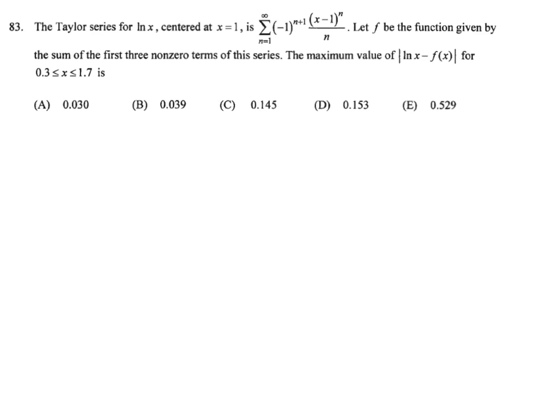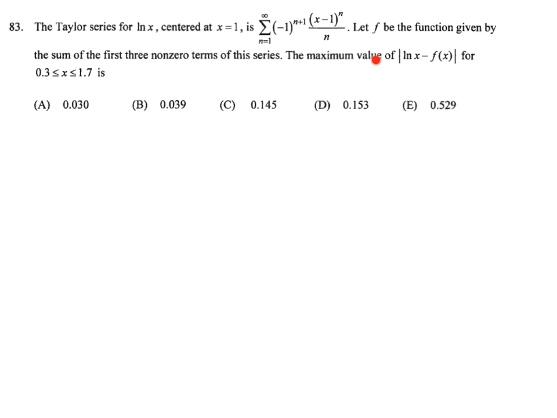So let f be the function given by the sum of the first three non-zero terms of this series. Okay, great. So f is defined as the first three non-zero terms of that series. So f is going to be an approximation for the natural log of x, and it's going to be an approximation about x equals 1, centered at x equals 1, kind of tangent at x equals 1, if you will. So they want to know the maximum value of this.